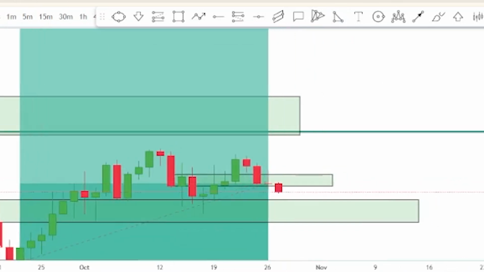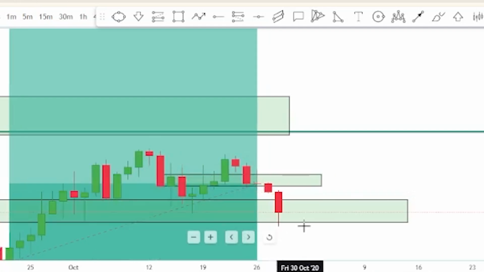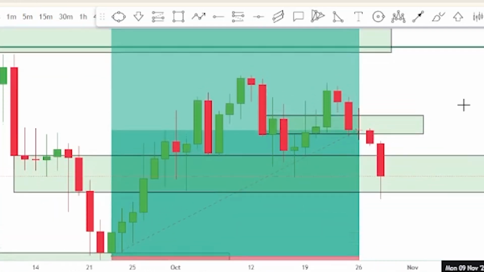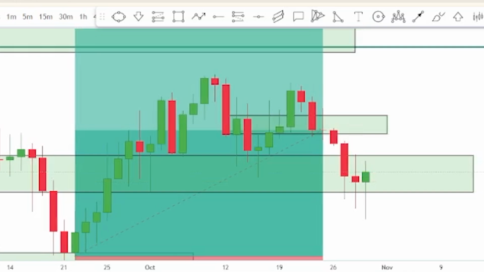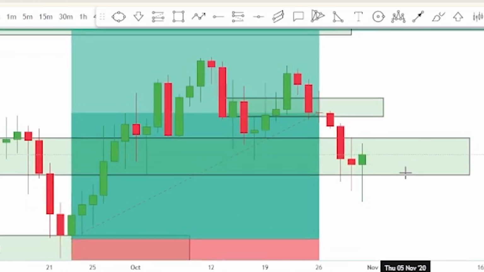Okay, let's see what happened. Rejecting from here, so we go to breaking below this zone. There's no entry from this area. Let's see what we're going to be waiting for from this area down. So we are rejecting from here.